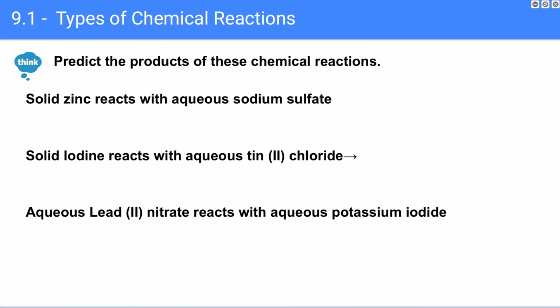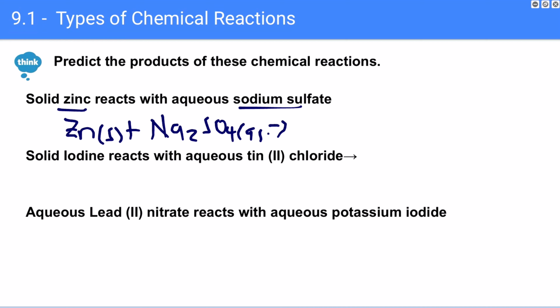Let's do a couple more. Predict the products of these chemical reactions here. So solid zinc reacts with aqueous sodium sulfate. So let's go ahead and write these out first, and that will help us figure out what types of products we're dealing with here. Okay. So notice that we have an element and then we're adding to it a compound. So this is an exchange. Sorry. This is displacement.